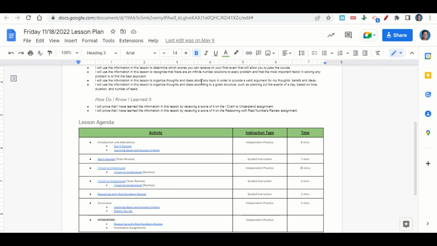After that, I'll give you time to complete the iCram to Understand assignment on Desmos. Once you've completed the assignment, we'll go over it together and answer any questions that you may have. As we get towards the end of class, we'll go over the homework assignment for today, which is the Reasoning with Real Numbers review assignment.